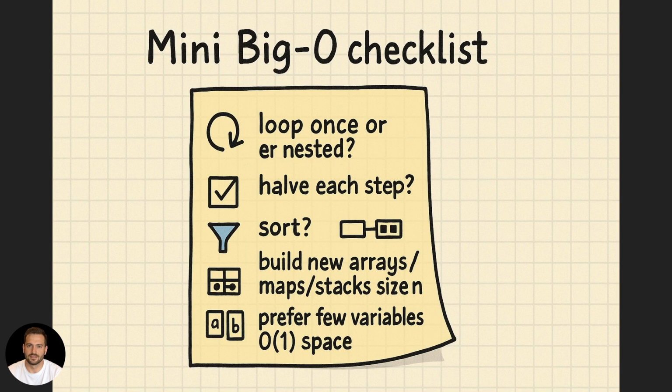Mini checklist you can keep on a sticky note. Do I loop once or nest loops? Do I halve the problem each step? Do I sort? Do I build any new arrays, maps, or stacks as large as the input? Can I keep just a few running variables instead?